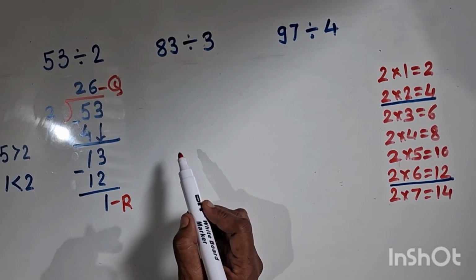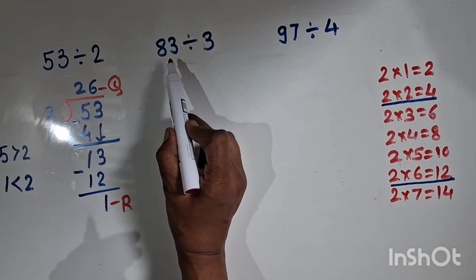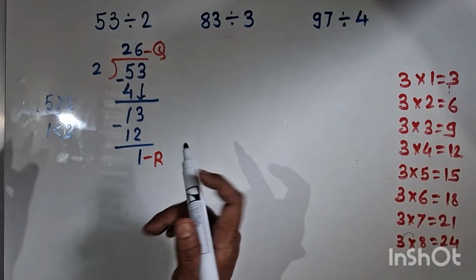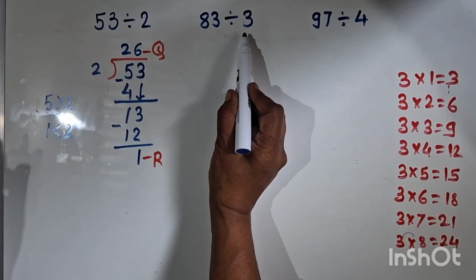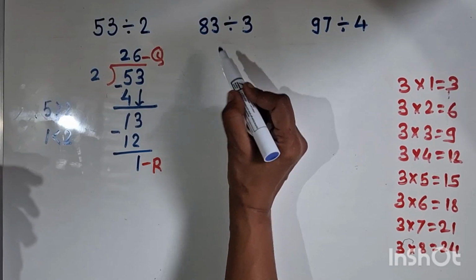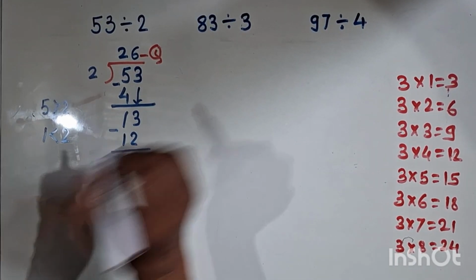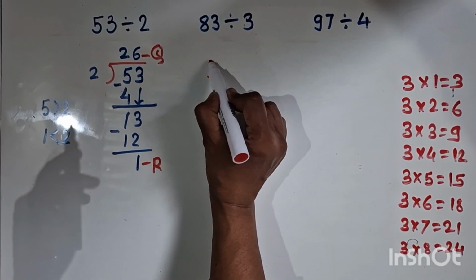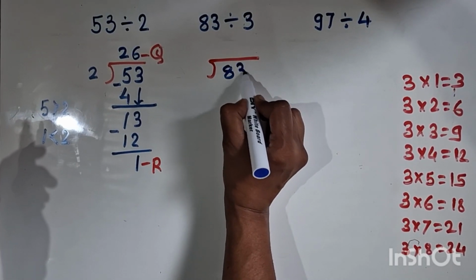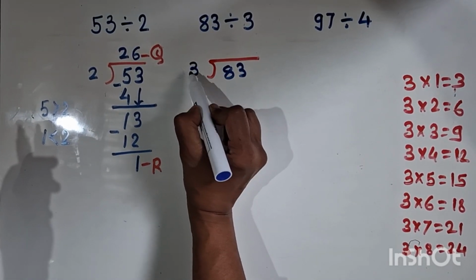Okay. Now let's do the third sum. That is 83 divided by 3. Our third sum is 83 divided by 3. 83 is dividend, 3 is divisor. Okay. We write it first. Kids, here we write our dividend and here is the divisor.